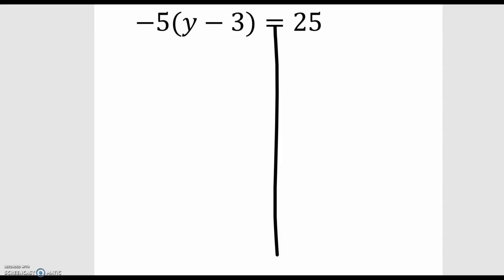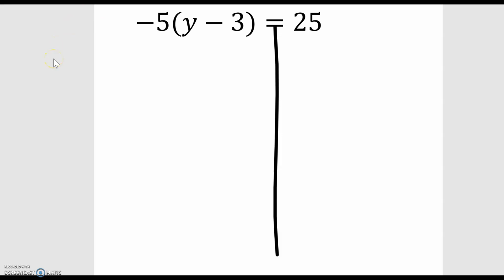Now we are going to look at an example where we get to work on our distributive property. So again, first step is to draw your wall, which is our line right here. That way we know anything we do on the left side of the equation, we must do also on the right side of the equation to keep everything balanced.